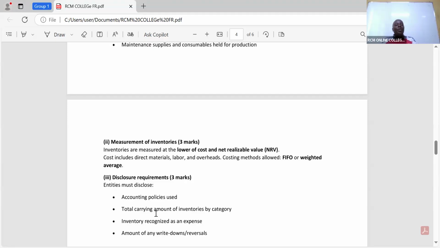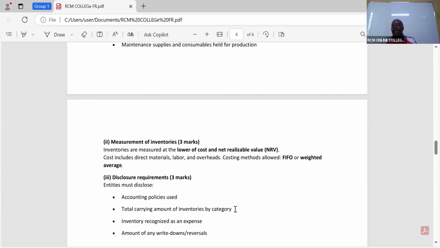And then you'll be able to give us the total carrying amounts of inventories by category. If it's finished goods, how much? Work in progress, how much? You must give us those things, ladies and gentlemen. Then we have inventory recognized as an expense. For example, the director's drawings. So as we take this amount to the director's account, we must debit our P&L. So inventories recognized as an expense.